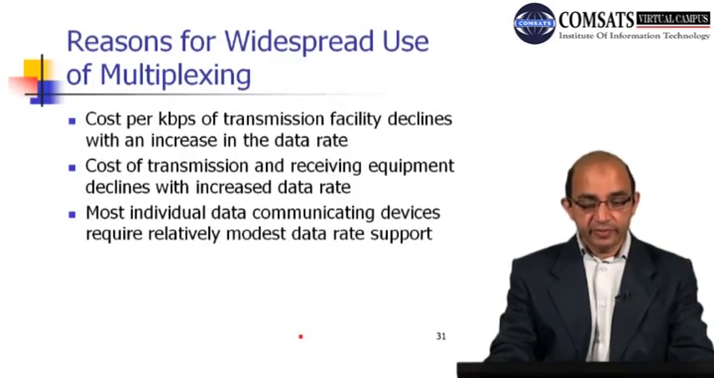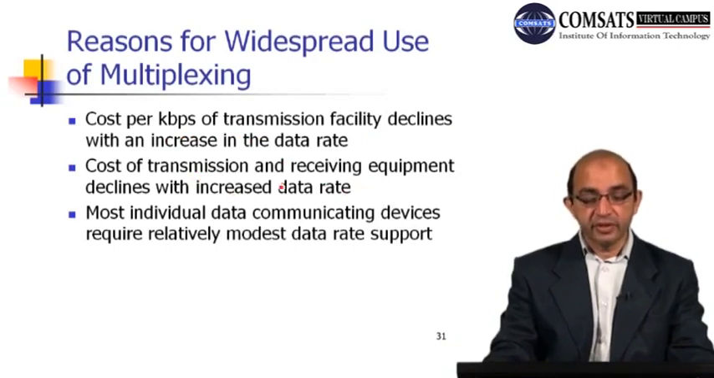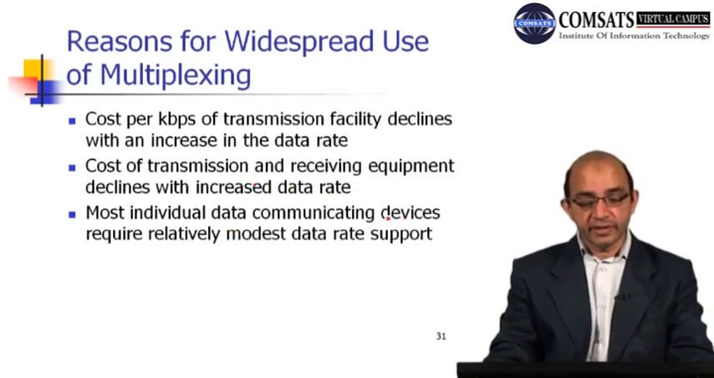There are a few reasons. As you know, every communication facility costs. The cost per kbps, kilobits per second, declines with an increase in the data rate, and the cost of transmission and receiving equipment declines with the increase of data rate. So everything is tied up with the data rate. Most individual data communication devices require relatively modest data rate support. So these are some of the reasons for the use of multiplexing.